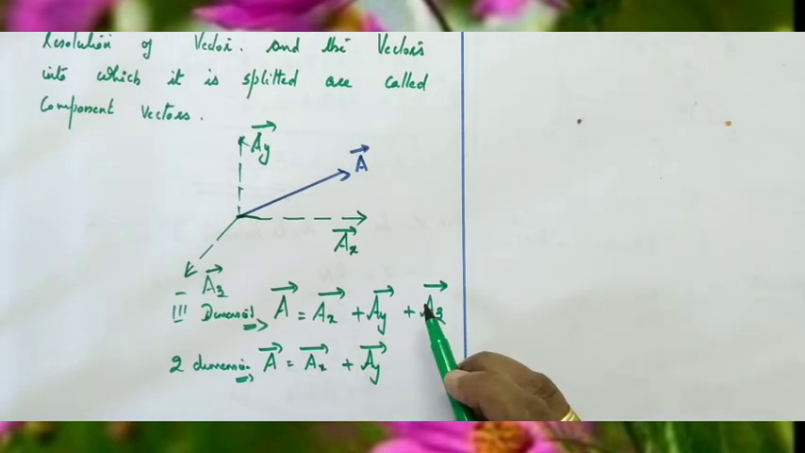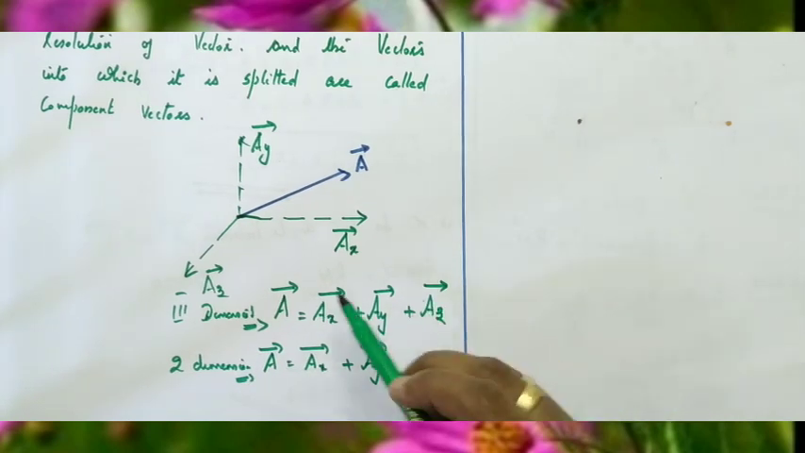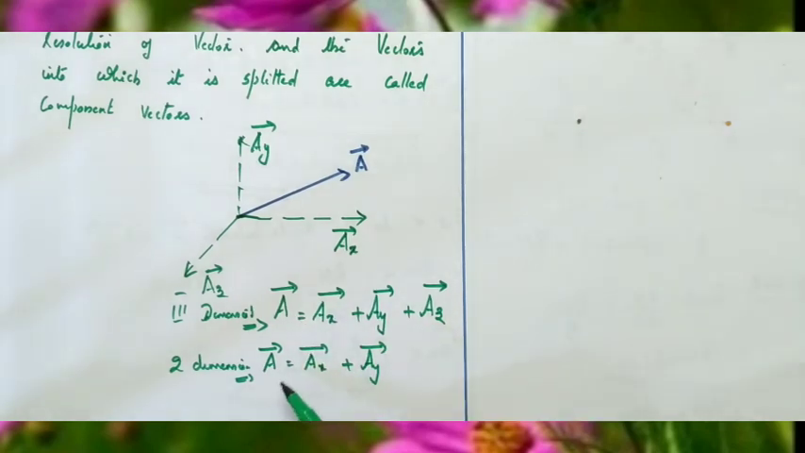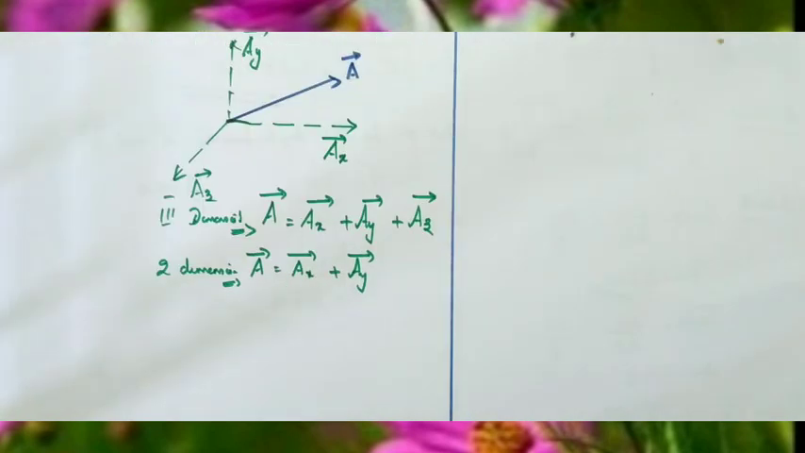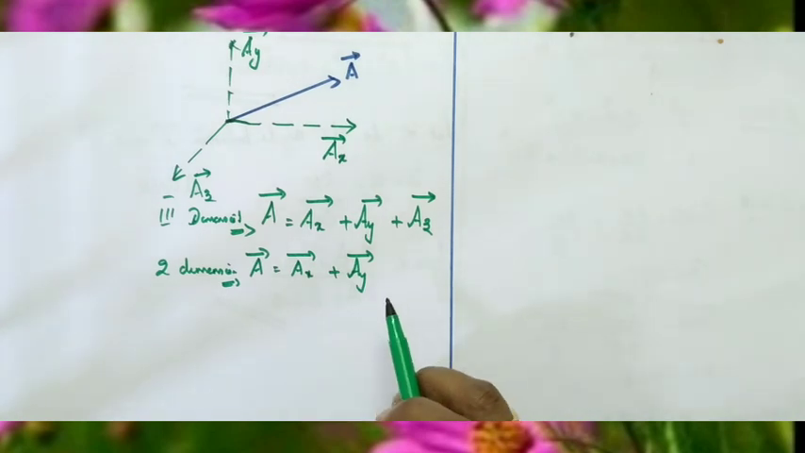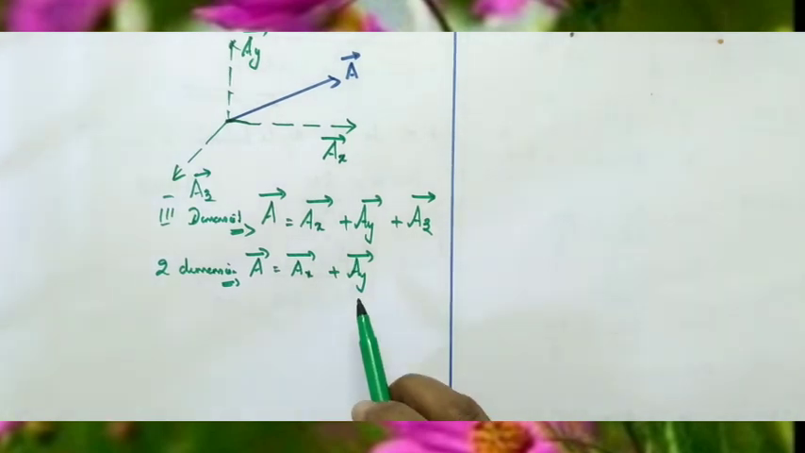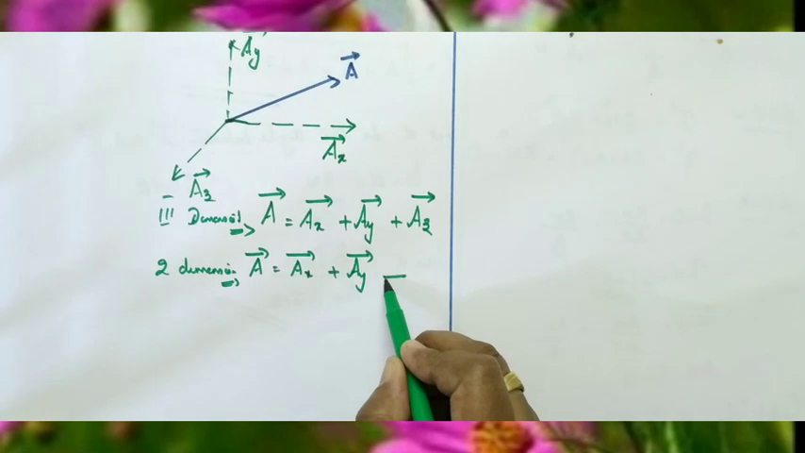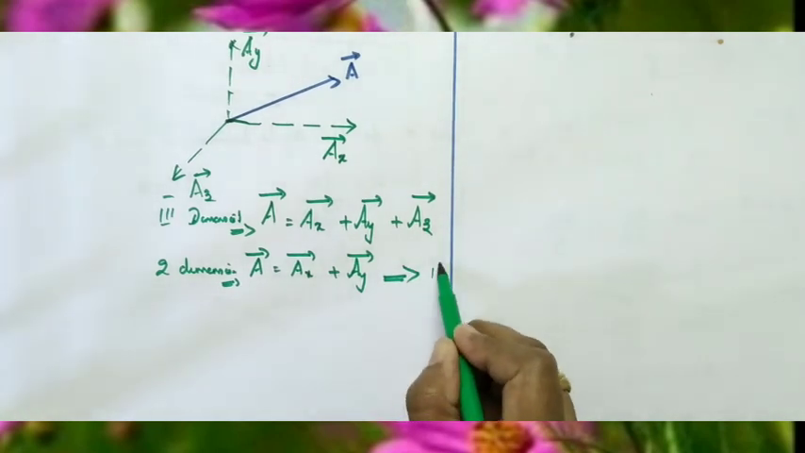So any vector can be resolved into two or three components like this: vector A equal to vector Ax plus vector Ay plus vector Az, or in two dimensions, vector A equal to vector Ax plus vector Ay. Here we are specifying our discussion to two dimensions alone, because we are discussing motion in a plane. So we are specifying all our discussions to two dimensions alone. This is the first resolved form.